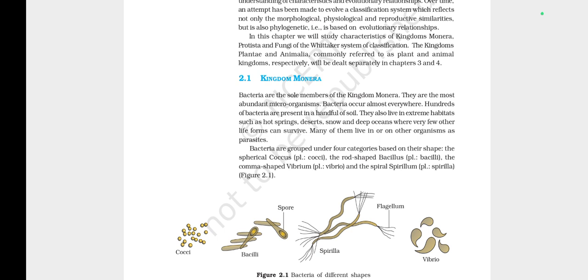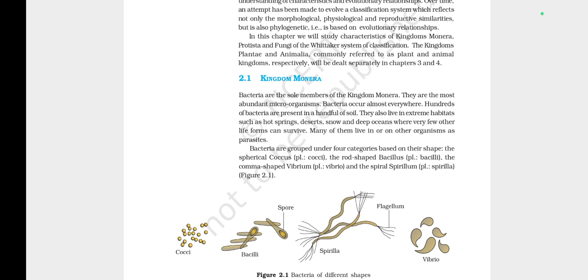Bacteria are the sole member of kingdom Monera. They are the most abundant microorganisms. Bacteria occur almost everywhere. Hundreds of bacteria are present in a handful of soil. They live in extreme conditions such as hot springs, deserts, snow, and deep oceans, where very few other life forms can survive. Many of them live in or on other organisms.